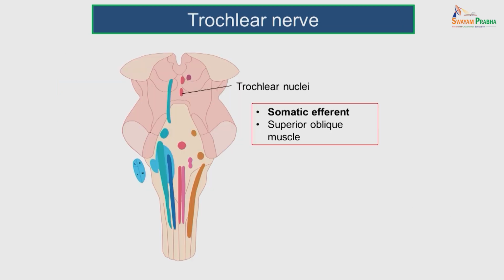Next is the trochlear nerve. It has only one functional component, that is the somatic efferent. We can see its nucleus is in the midbrain. This supplies the superior oblique muscle. So, it has only one component, the somatic efferent column.